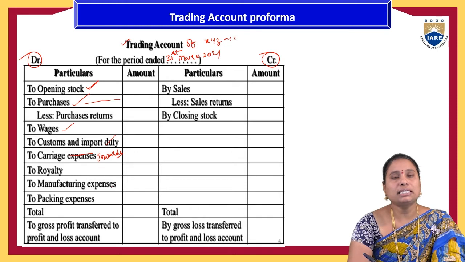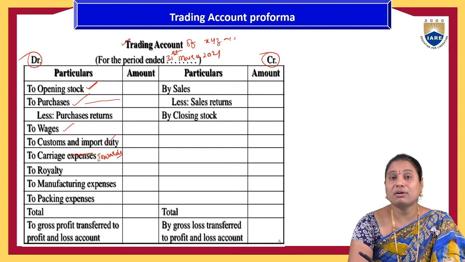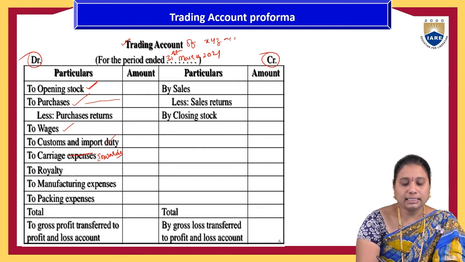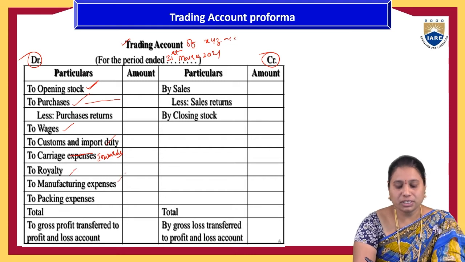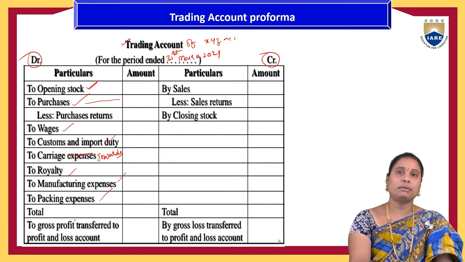Carriage inwards means, for the goods they are purchasing, any transportation charges they have paid; only that they will mention in the trading account. But if they have sold goods, that has to be mentioned under the profit and loss account. And the royalty they are paying, manufacturing expenses, packing expenses, etc. Everything we have to mention under the debit.